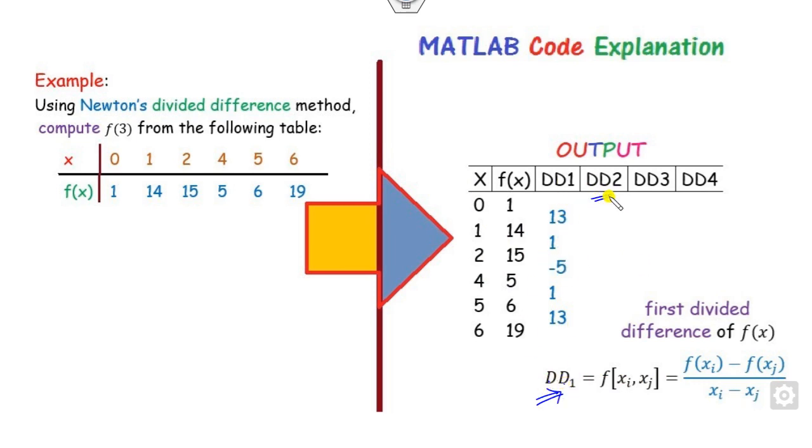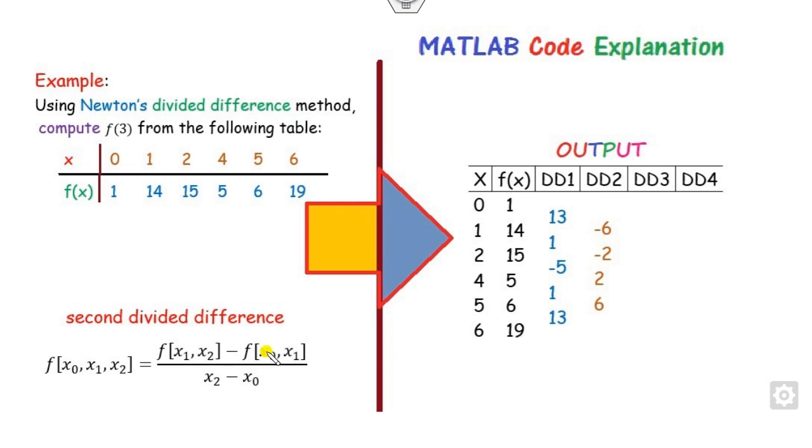Similarly, how you compute the second one is, you can use them here, like 1 minus 13 divided by, now it's a second difference, so you have to take 2 at a time, that is 2 minus 0, so it will give you minus 6. Next one is here, minus 5 minus 1 divided by 4 minus 1, it gives you 6 by 3, that is minus 2, and so on. That is called the second divided difference, and I denoted this as dd2.